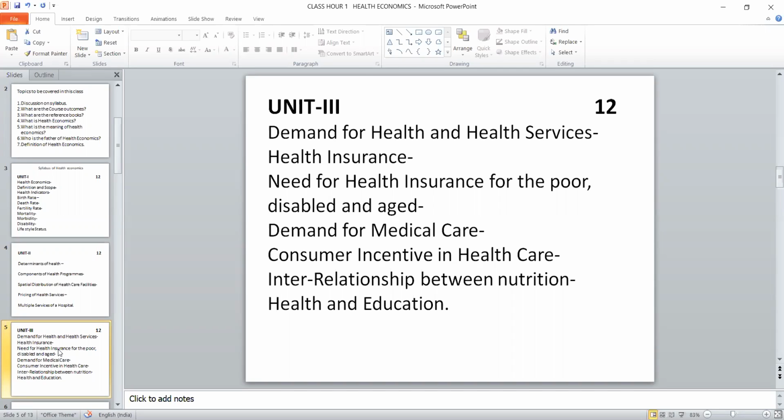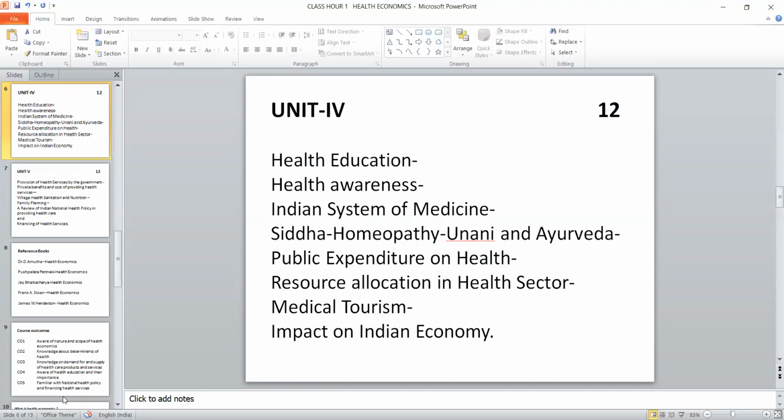Then we are extending the demand side, demand for medical care. What are the incentives that the consumer receives out of this healthcare insurance? For that, we should interlink nutrition, health, and education. We should have some basic knowledge about health and health economics. What is the cost benefit out of it? These things are covered in Unit 3, and in the fourth unit, we are extending the third unit.